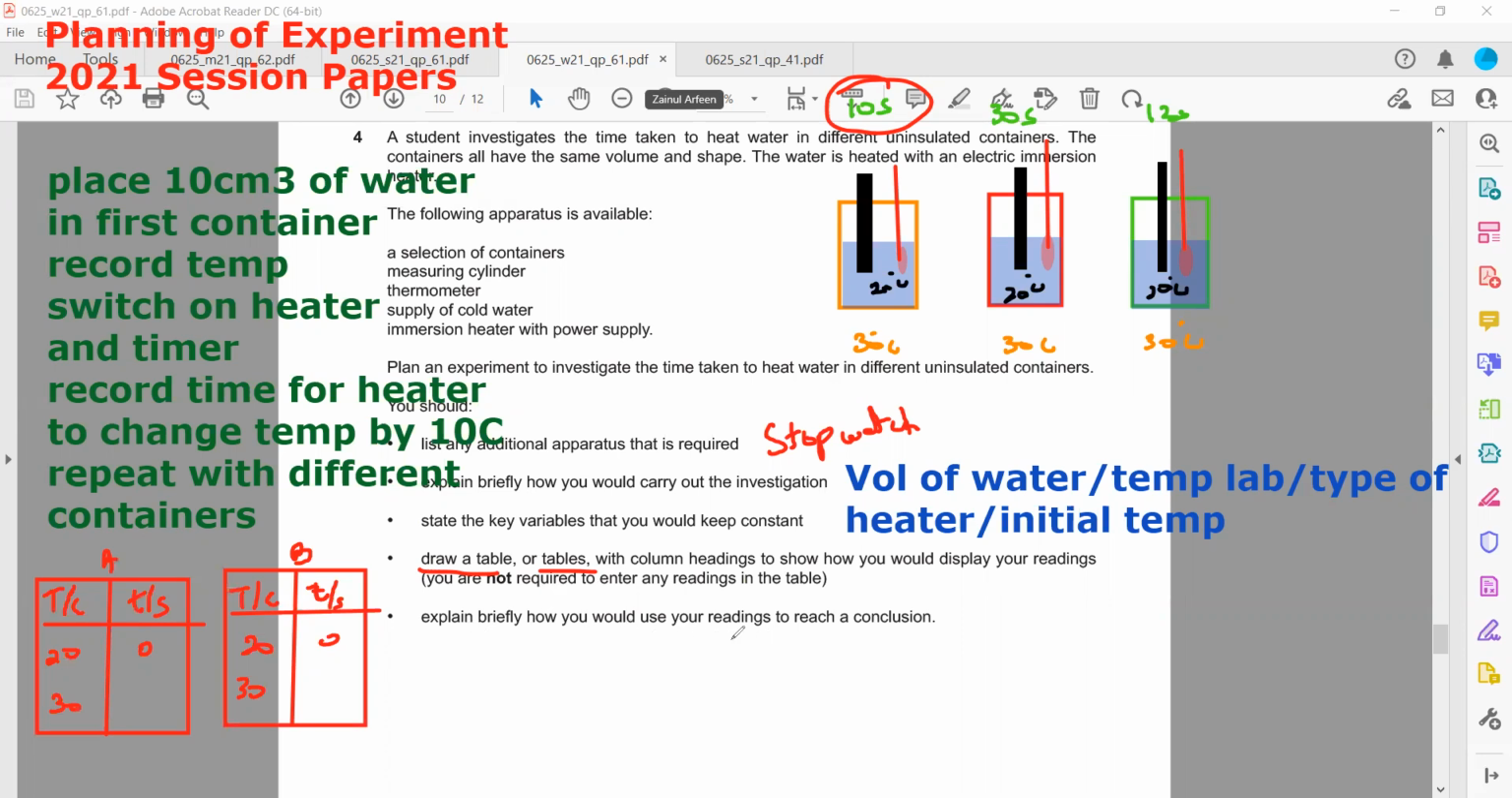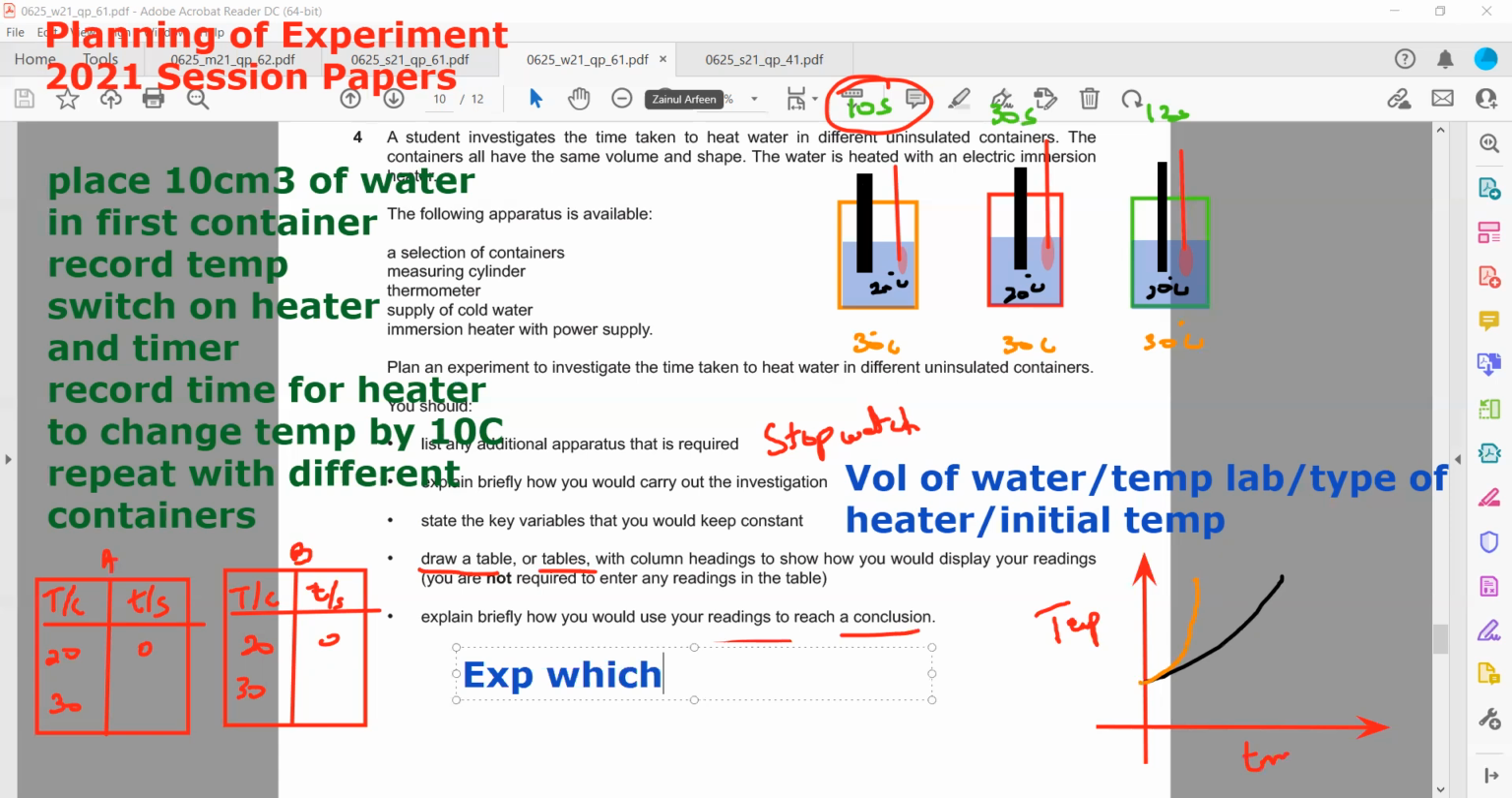Then how would you use your readings to reach a conclusion? So how will we use our readings to reach the conclusion? Same thing, we can plot a graph between the temperature on the y-axis and time on the x-axis. Here we are increasing the temperature. So temperature will increase with the passage of time as we are supplying heat energy. How will we know which one is a better insulator? The one which takes the shortest time, or which has a steeper slope. So the experiment which takes the shortest time to change by 10 degrees centigrade shows that it is a better insulator.